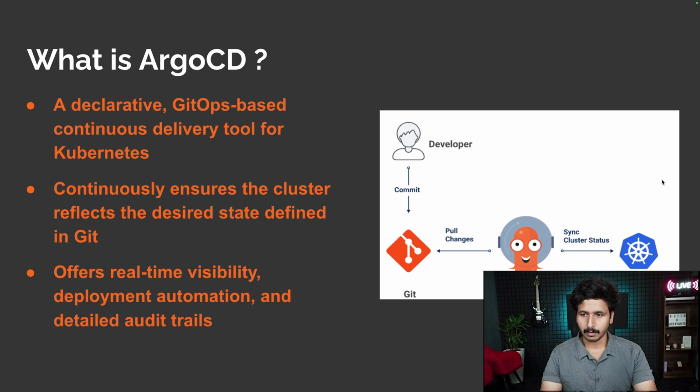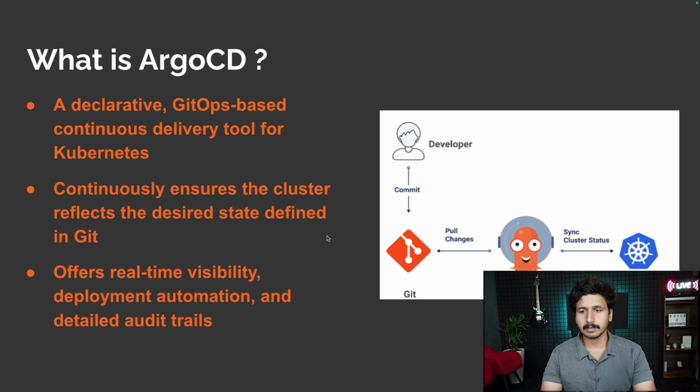And also, let's say someone manually logs into your cluster and makes any changes in the Kubernetes cluster, it will detect those changes and flag it as a drift. This makes sure that you are aware that there is a difference between your Git and the actual cluster environment. It also provides you visibility of your deployment automations and detailed audit trails.